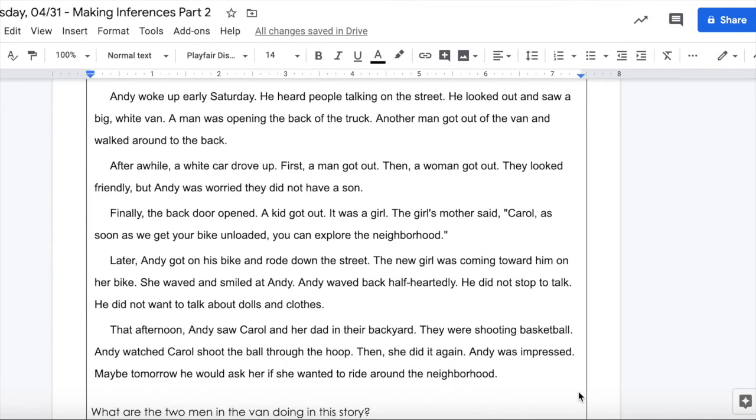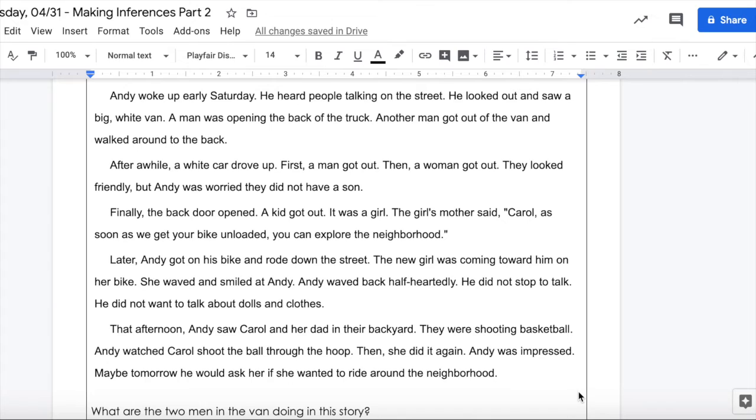Andy woke up early Saturday. He heard people talking on the street. He looked out and saw a big white van. A man was opening the back of the truck. Another man got out of the van and walked around the back. After a while, a white car drove up. First, a man got out, then a woman got out. They looked friendly, but Andy was worried that they did not have a son.